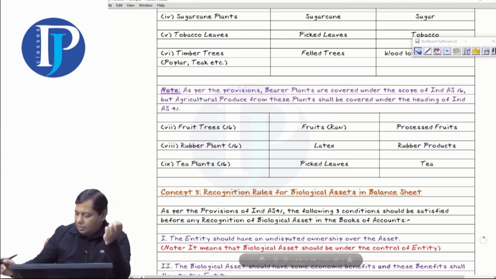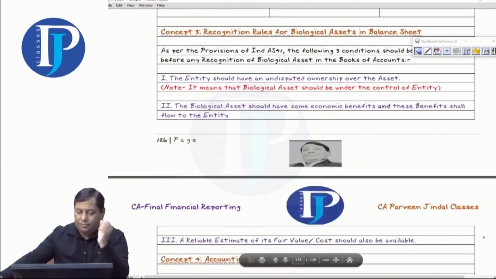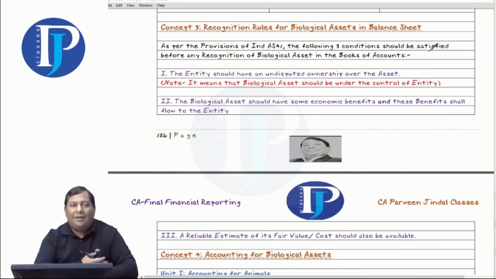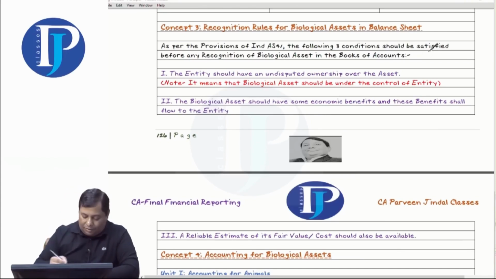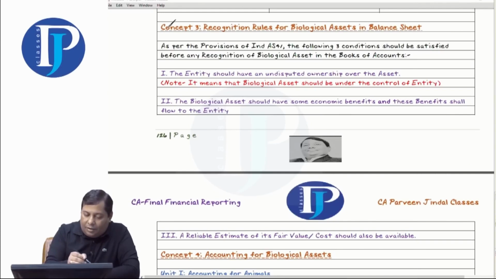Okay, next. Then we did the third concept. Do you remember? The first concept was coverage, the second concept was definitions, and the third concept is recognition rules. I have come to the third concept. These are the recognition rules.